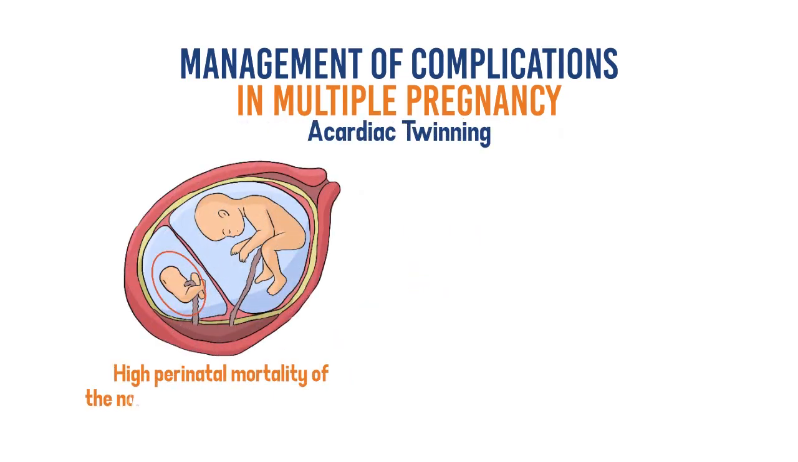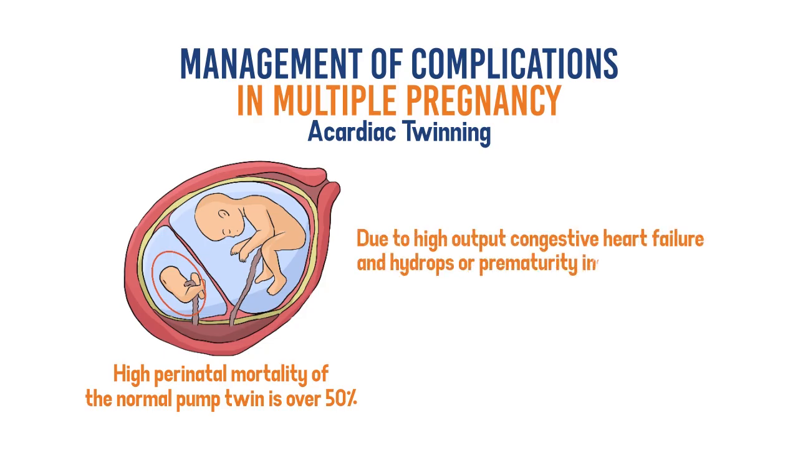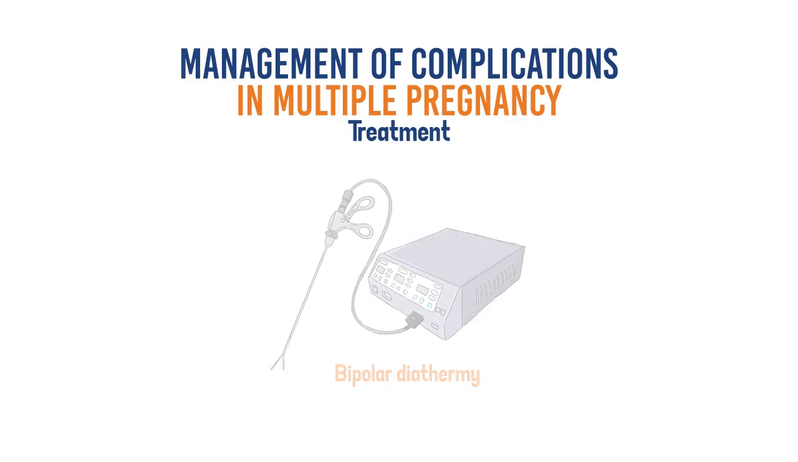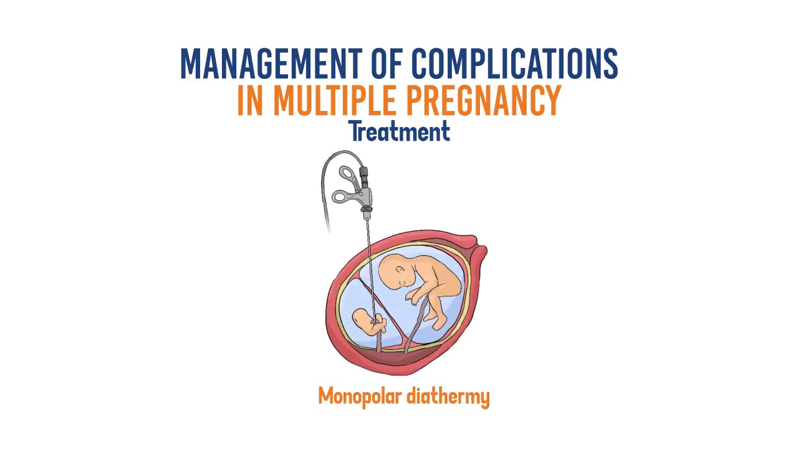The perinatal mortality of the normal pump twin is over 50% and is mainly due to high output congestive heart failure and hydrops. Otherwise, it is due to prematurity induced by polyhydramnios. Assessment and management should be undertaken in tertiary fetal medicine services. Definitive treatment of twin-reversed arterial perfusion sequence is through the separation of the two fetal cardiovascular circulations, either by bipolar diathermy to occlude the cord or by interstitial laser or monopolar diathermy of a central vessel of the acardiac twin.